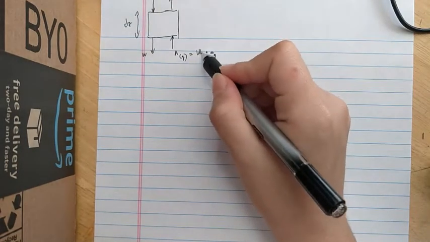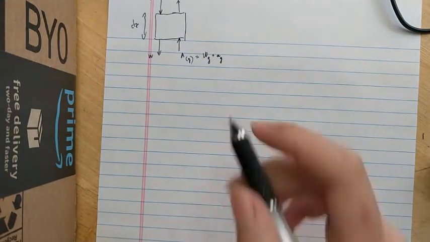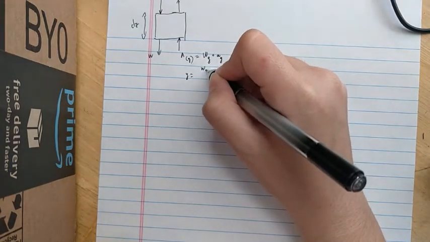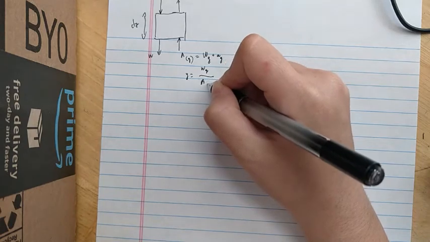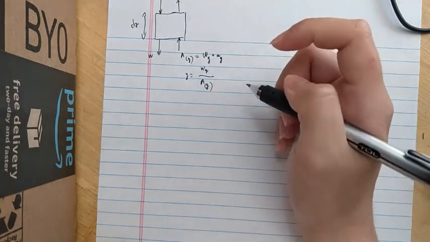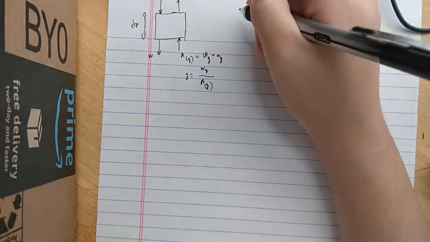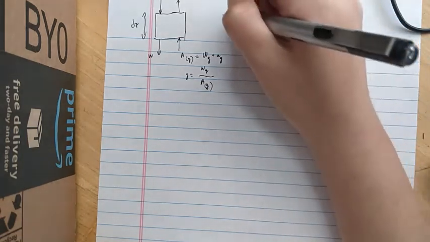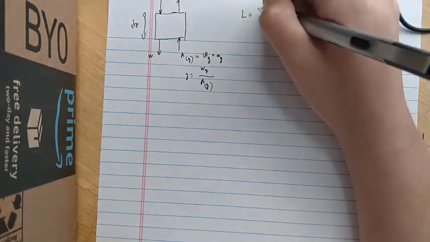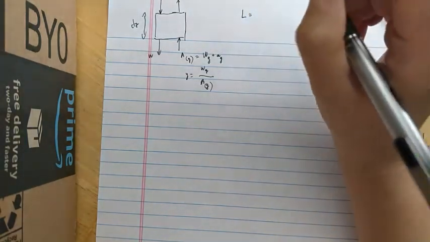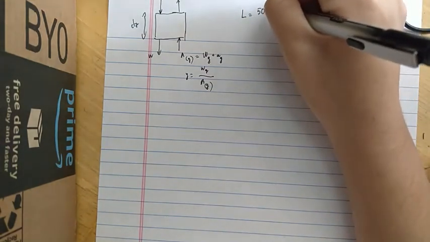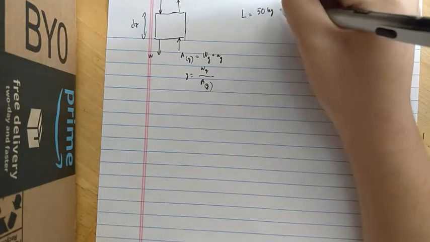This is vapor water, and so I have Y, which is vapor water over the total air. We have the liquid water going in. The mass flow rate of water going in is 50 kilograms per second.